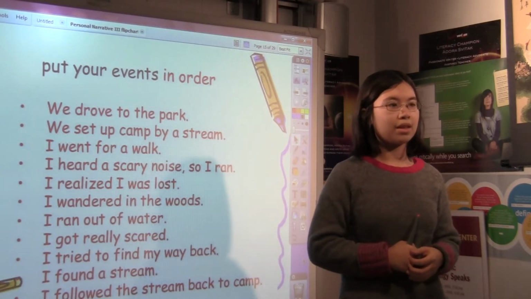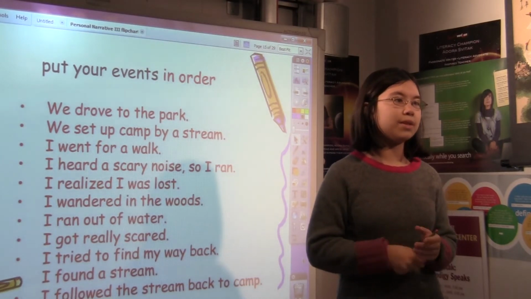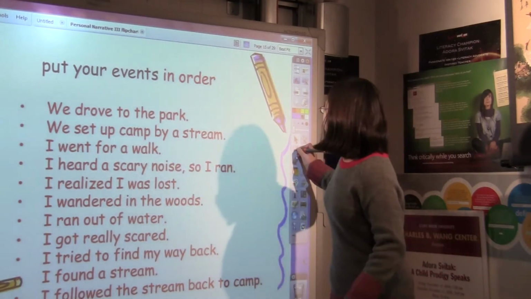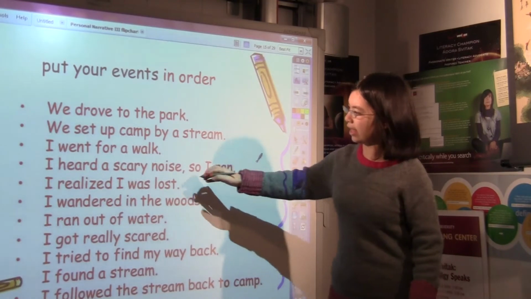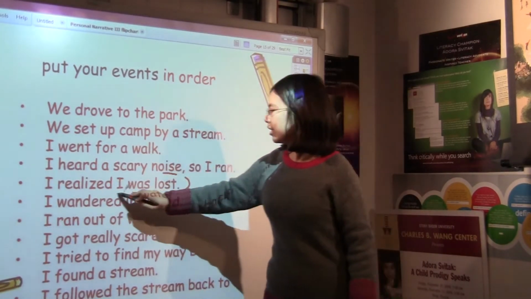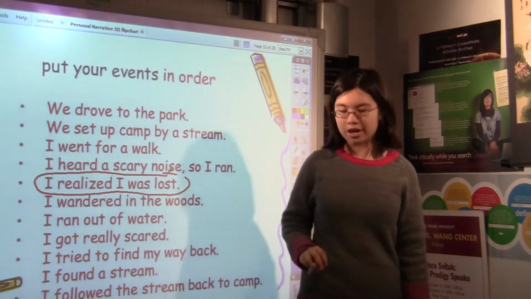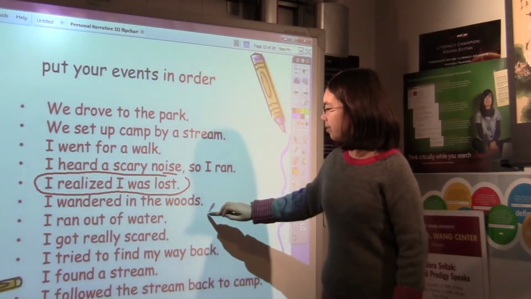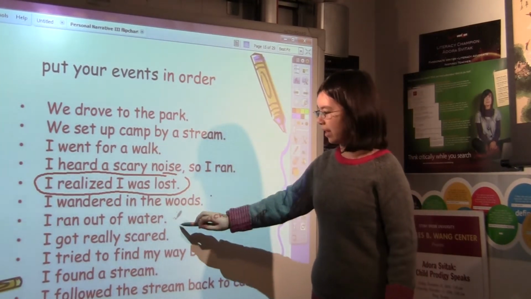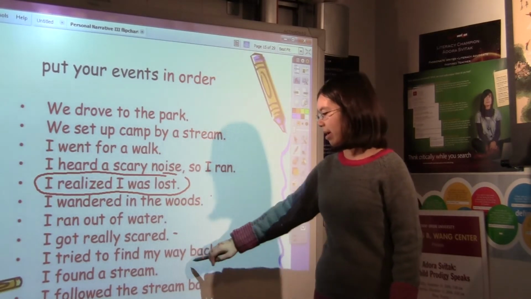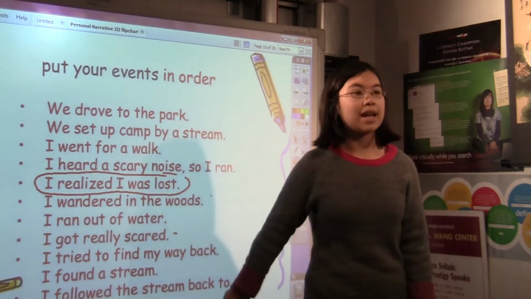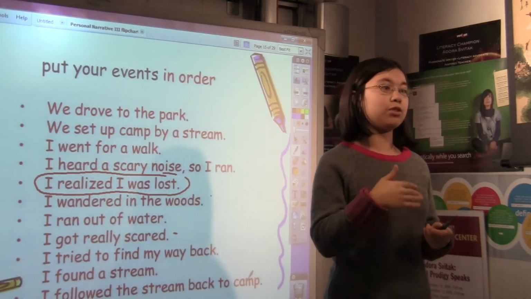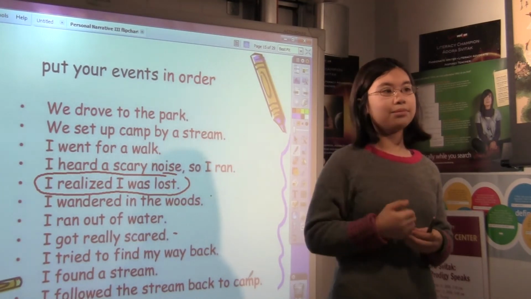Okay. Great. So what happened? Now, what happened as a result of the conflict? So like this one, take a look at. I realized I was lost. So the person is lost, and that's sort of their conflict. They're lost in the middle of the woods. Now, then it also shows what happened. They wandered around, they ran out of water, got really scared, tried to find their way back down a stream, followed the stream back to camp. So it sort of resolves it. You also want to write what happened after you got in trouble. Good.